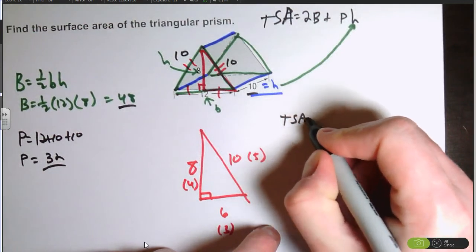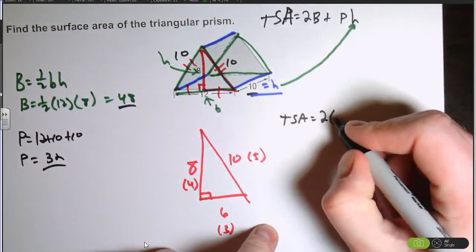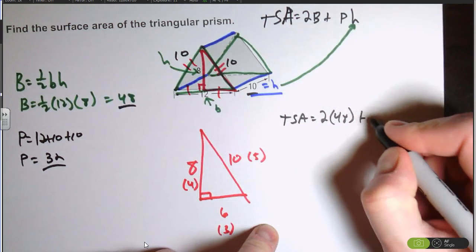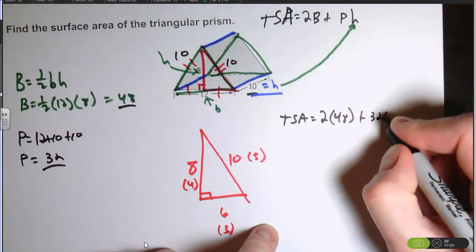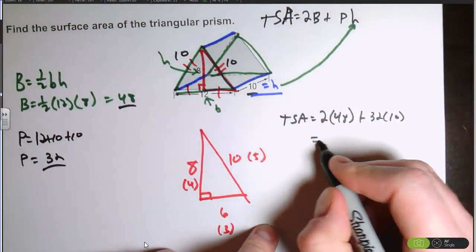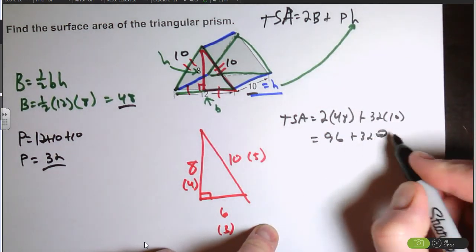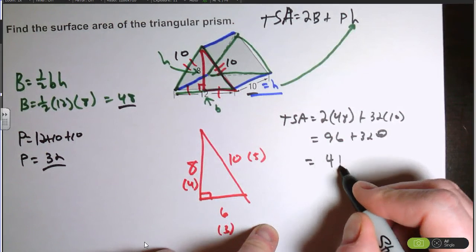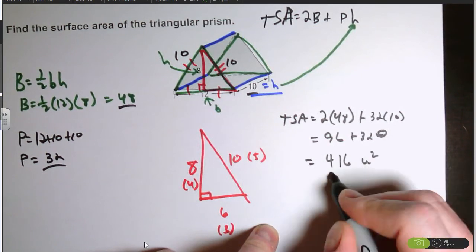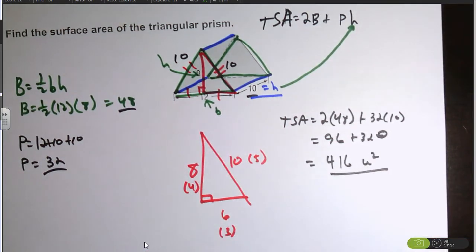So total surface area is 2 times 48 plus 32 times 10. That's going to be 96 plus 320 equals 416 units squared.